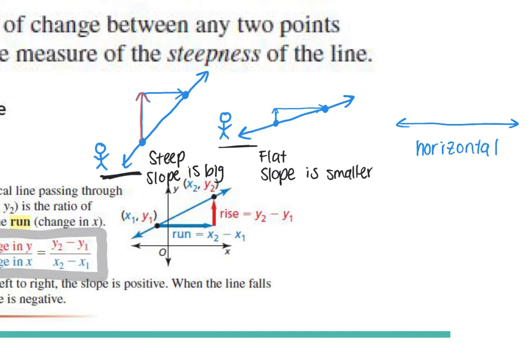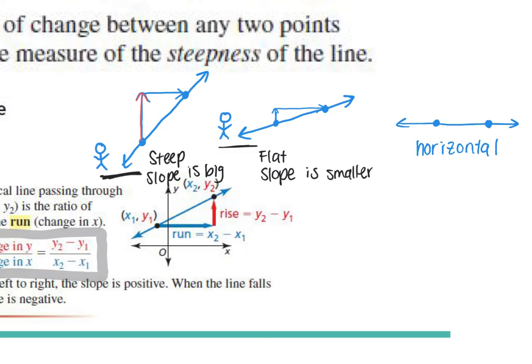Okay? If our line is completely horizontal, draw 2 points. Let's try to figure out the slope of this line. Now, what is the vertical component of a horizontal line? Gabby? There isn't one, so we put 0.